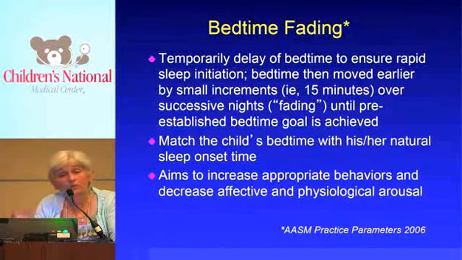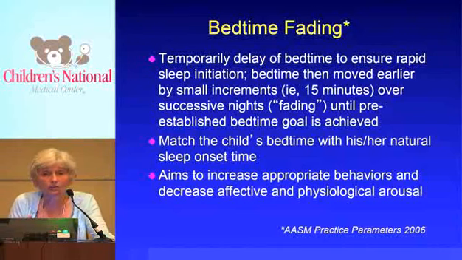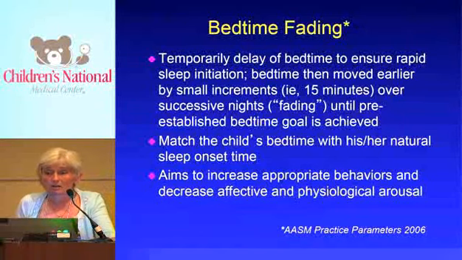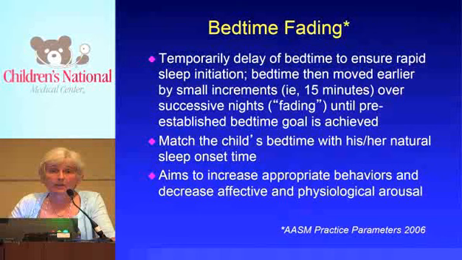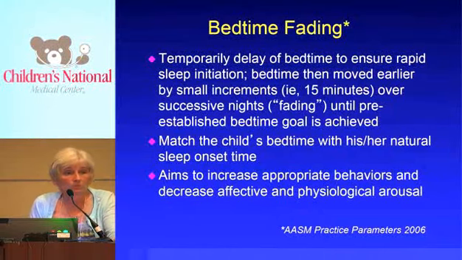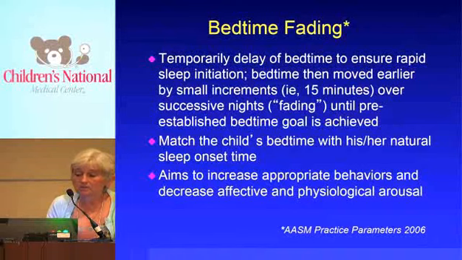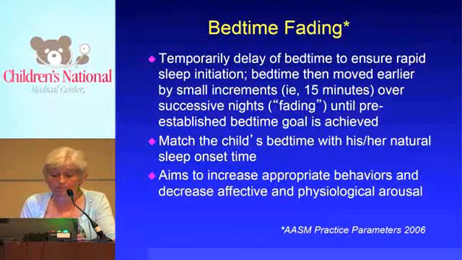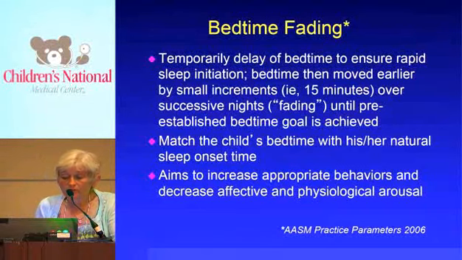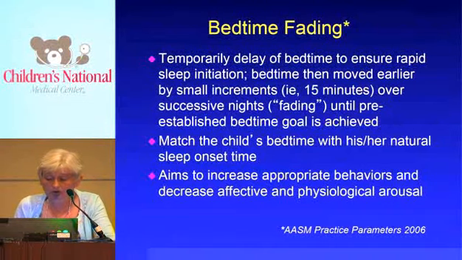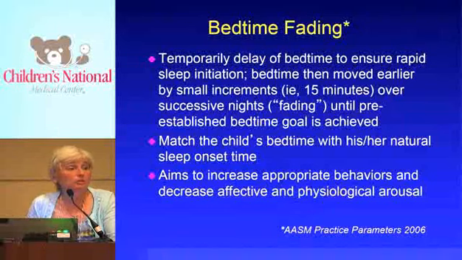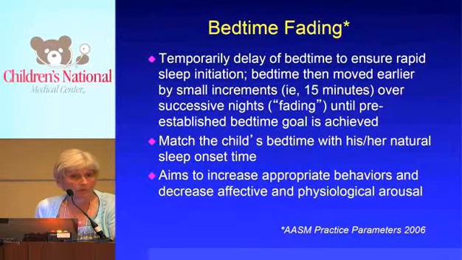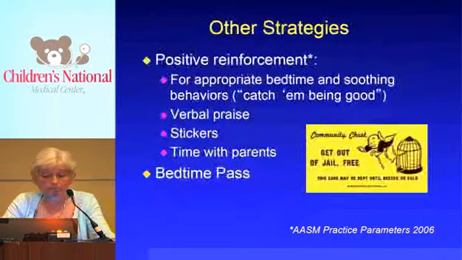And sometimes these kids actually have a little bit of a circadian issue going on, and they're not ready to fall asleep until 8:30 or 9 o'clock. But then you can keep the wake time constant and gradually move the bedtime back by 15-minute increments until you reach the actual bedtime goal. So the idea here is you're matching the child's bedtime with his or her natural sleep onset time, and you're decreasing psychological and physiologic arousal that often accompanies these bedtime struggles.